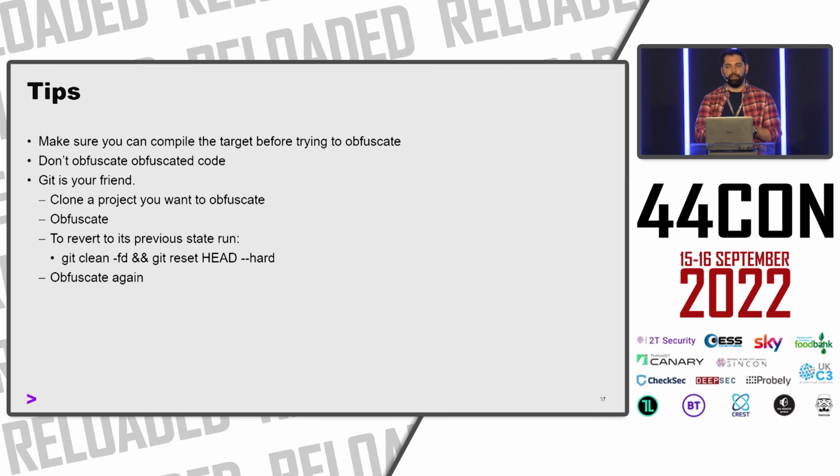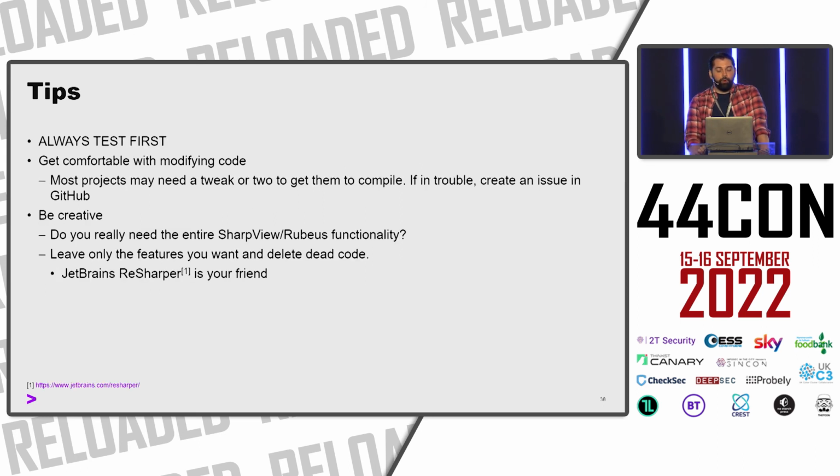Like delete all files that were added. It will make your life a lot easier. And then you can obfuscate again. You can practically make this into a pipeline. You can, for example, point, you know what, I want Defender, and then have a process running, obfuscating something, putting it in VirusTotal, or your EDR lab, checking if it passes, then giving it back, restoring, and all that. Always test first, and get comfortable with modifying code.